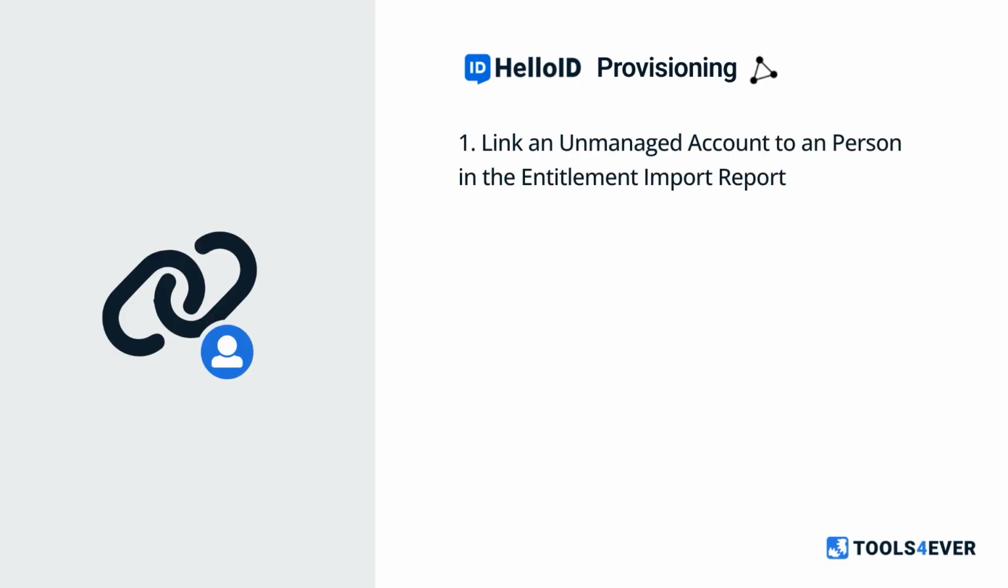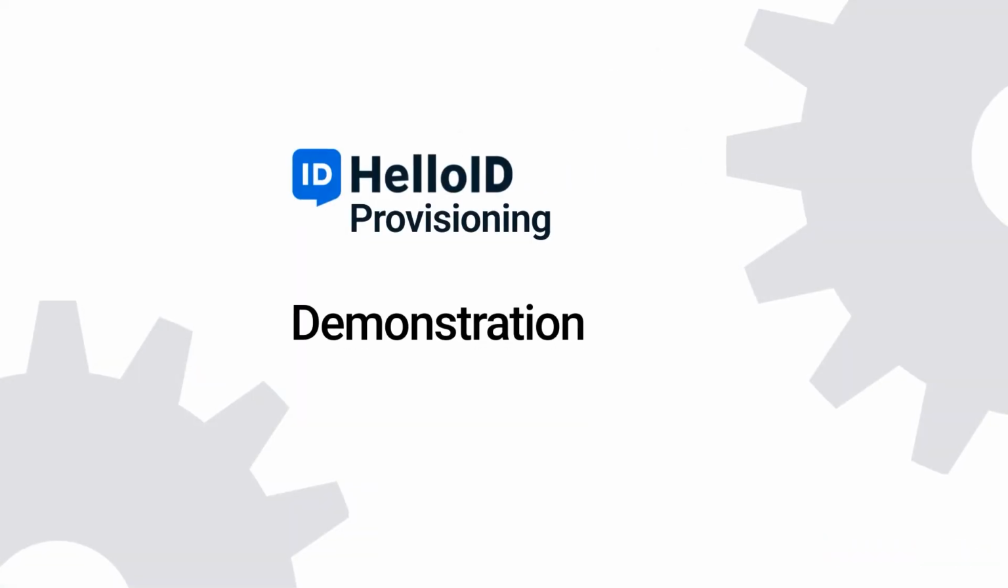With this release, we have introduced the ability to manually link an unmanaged account to a person when processing an entitlement import report. After the unmanaged account is selected, it will be granted to the selected person during the next import, and will also facilitate automatic matching in the future through updated correlation values by setting the account correlation value, for example username or employee ID, to match the person's correlation property value. Let's dive in and explore the new feature.